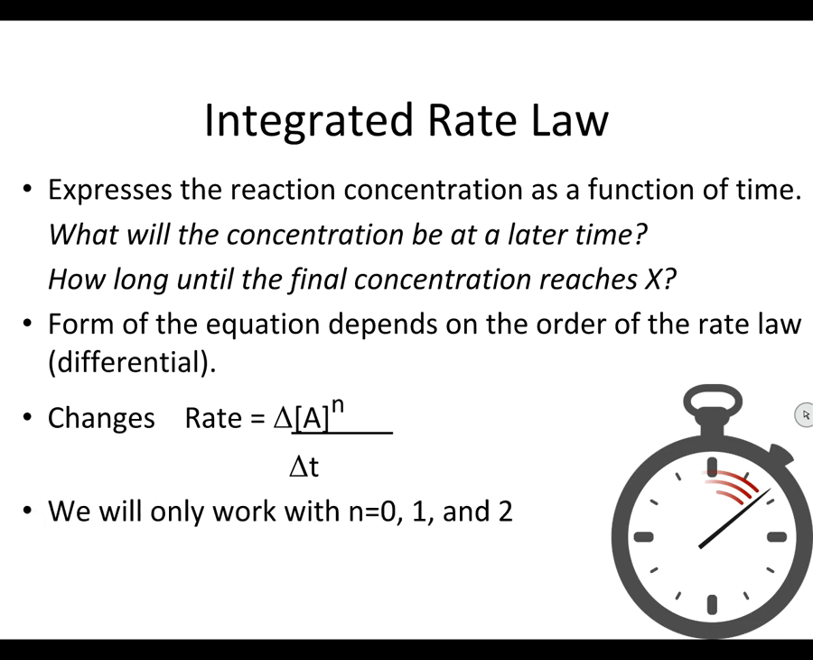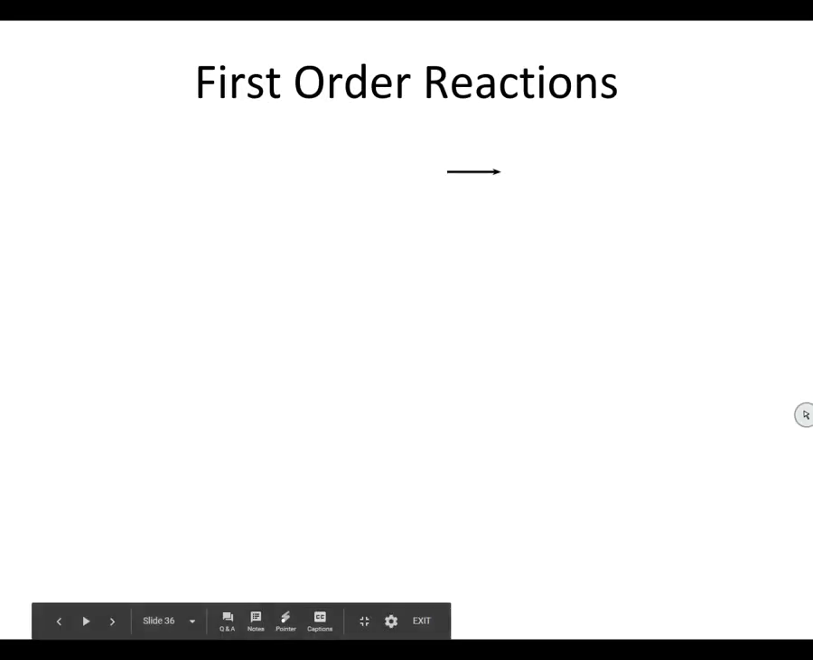So we've got changes in concentration over changes in time, and we need to see whether a reaction is zero order, first order, or second order. Those are the ones that we're going to be working with. There are other orders for reactions, but we're going to limit it here in this class to zero, first, and second order, and usually with just a single reactant.